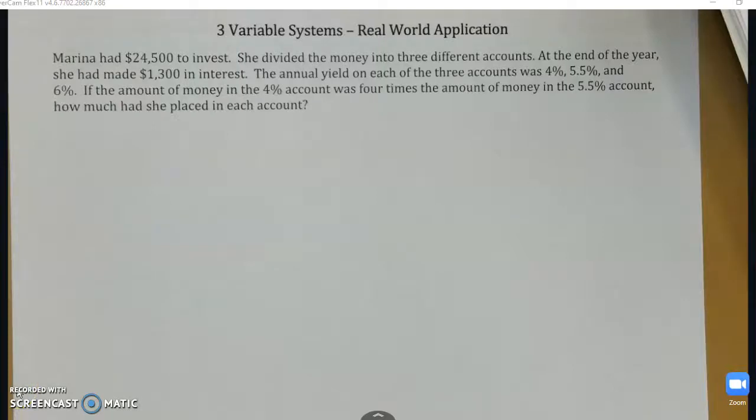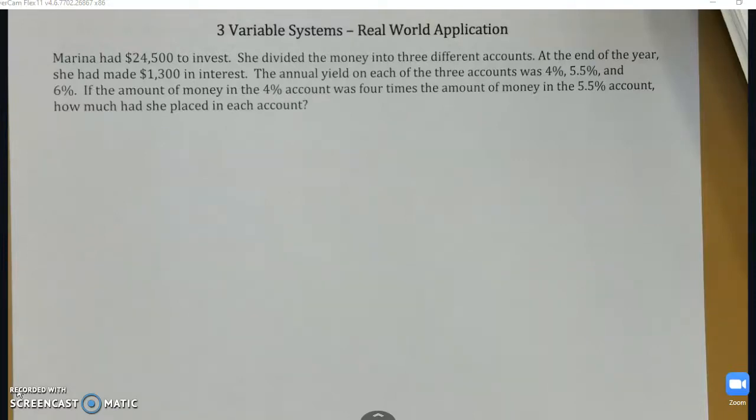Today we are continuing our three variable systems, but we're looking at real world applications, which of course means word problems, everybody's favorite. So our first step with these is we need to write the system, meaning our three equations, based on the information we're given. So let's look at this first problem.